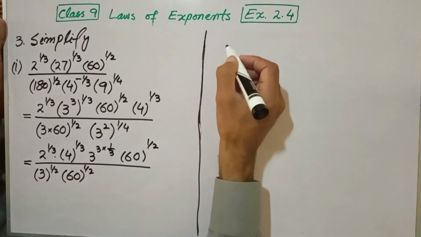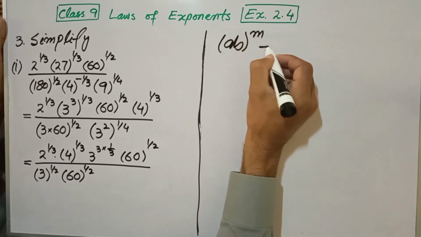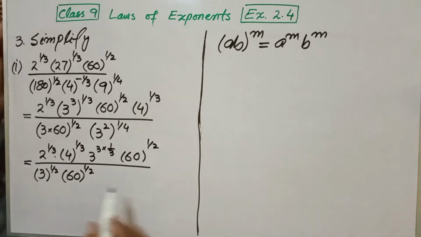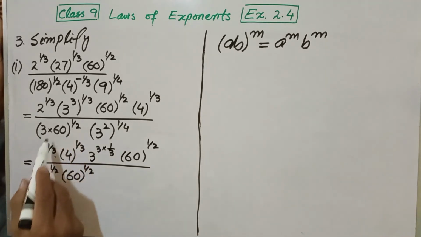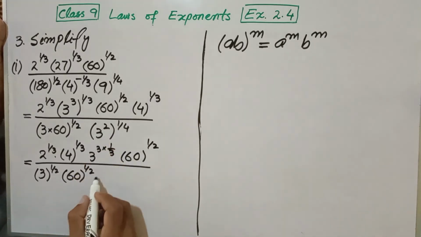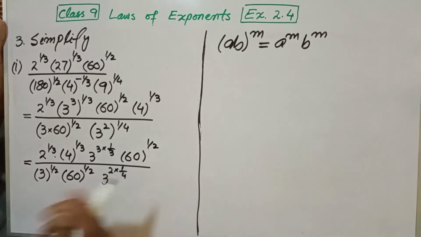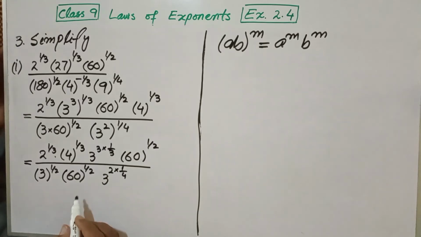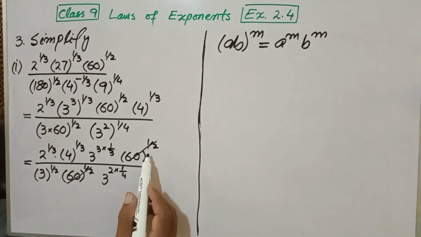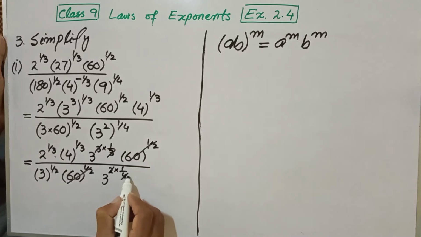Again, using the power rule, ab power m is equal to a power m b power m. So 3 power 1 over 2 into 60 power 1 over 2. And here we have 3, 2 into 1 over 4. Again, the power is multiplied with the power. We see that 60 square root or 60 power 1 over 2 is cancelled with 60 power 1 over 2. This 3 is cancelled with this 3. 2 is cancelled with 1 over 4.